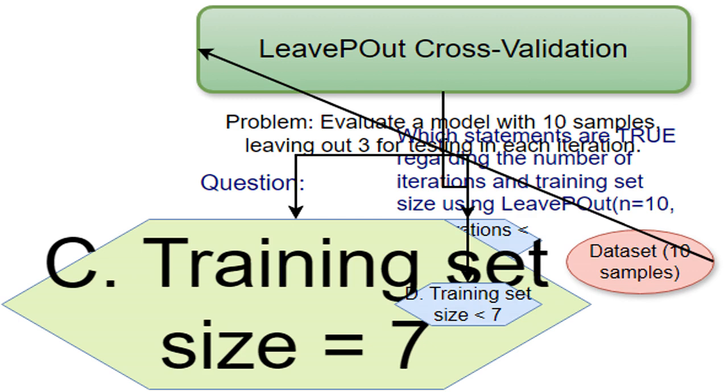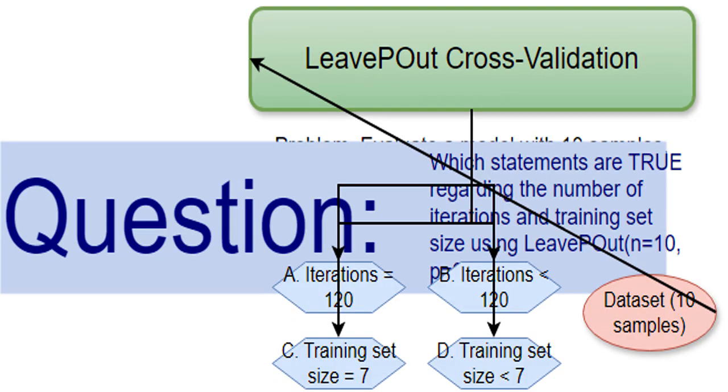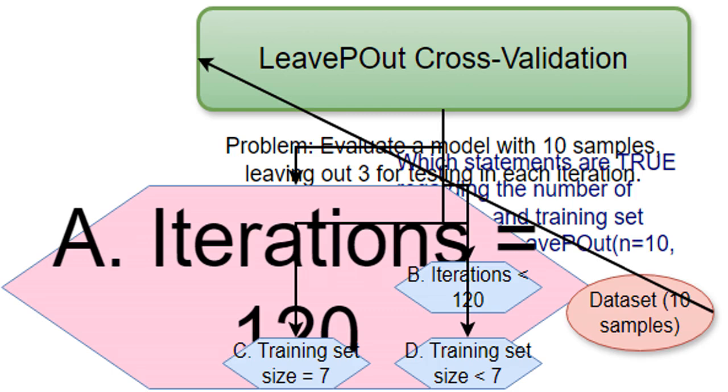I need to figure out how many different training testing splits I can make and how many data points will be in each training set. This statement says the number of iterations, or the number of times I split the data, will be less than 120. We will need to calculate to check this.